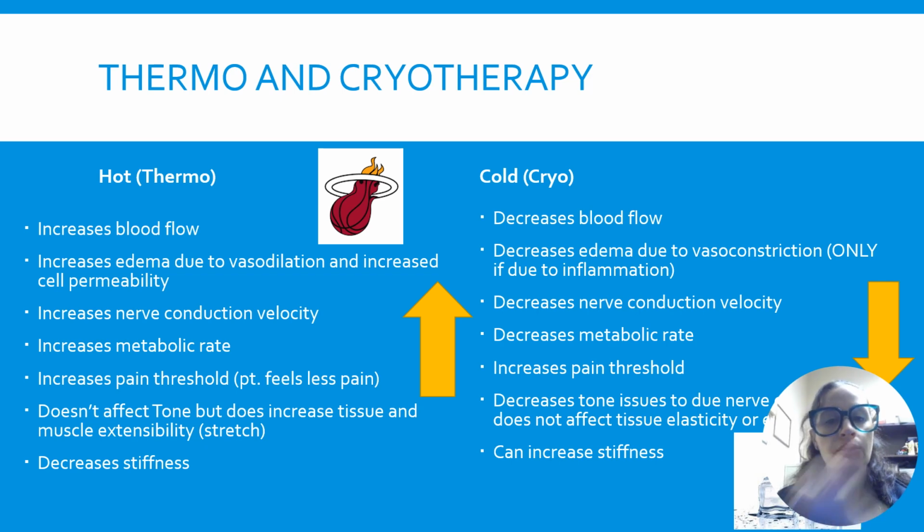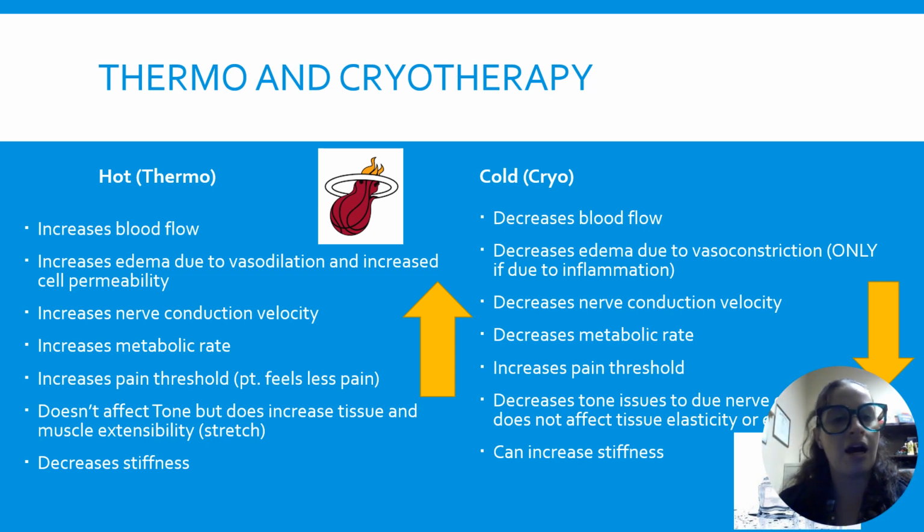I put an arrow up for hot and an arrow down for cold because most, not everything, but most things, the heat increases it and the cold decreases it. So that's the way I keep it compartmentalized in my mind, of kind of knowing most of the differences. Maybe not all, but most. So if you look at hot, it increases blood flow. If you look at cold, it decreases blood flow, right?